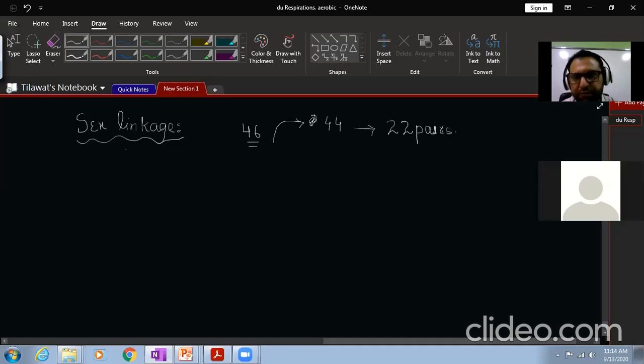Okay. Now the remaining 2, it means 1 pair. These 44 chromosomes are actually autosomal chromosomes. Autosomal chromosomes means these chromosomes are concerned with our body, general body characters, and control our body characters.